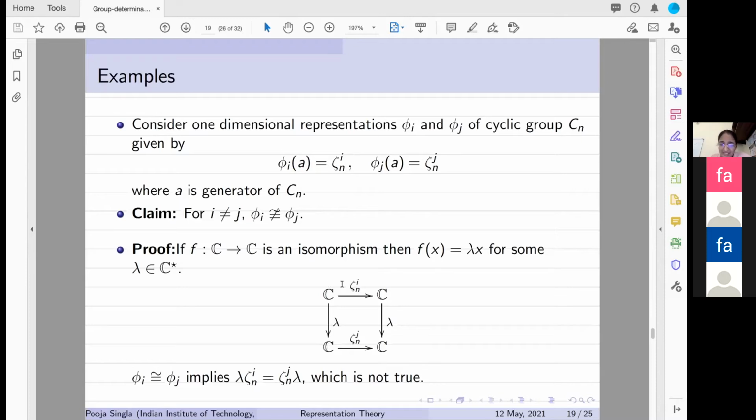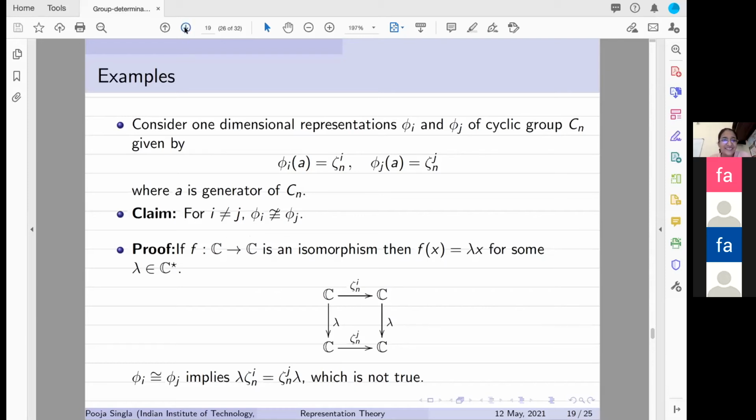So there is no lambda such that lambda zeta n i is equal to zeta n j lambda for i not equal to j, right? I mean, in this case, you can just cancel lambda and that would say zeta n i equal to zeta n j, which would imply i must be equal to j. So all of these are inequivalent representations. Remember this, we are going to relate it with something, a Dedekind proof. Okay, we'll try to bring that.